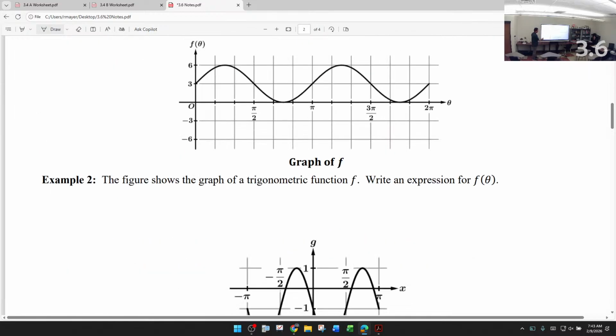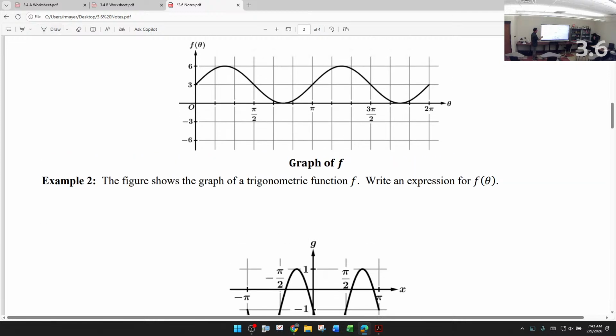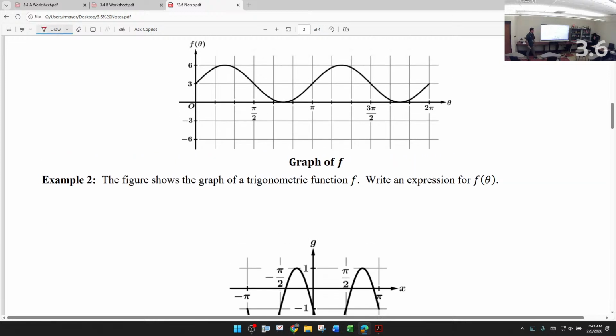Okay. Next one. This is more what you're going to see here. Example number 2. The figure shows a graph of a trigonometric function. Write the expression for f of theta. Okay? Is it good with y'all's notes? Everybody's good? We're still matching. Okay. So I know I need f of theta.